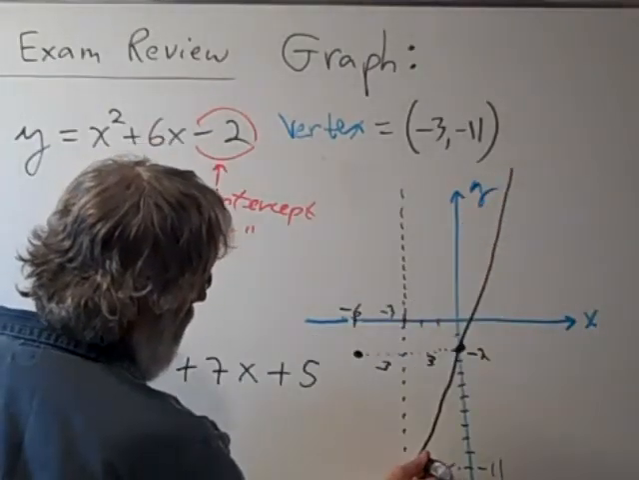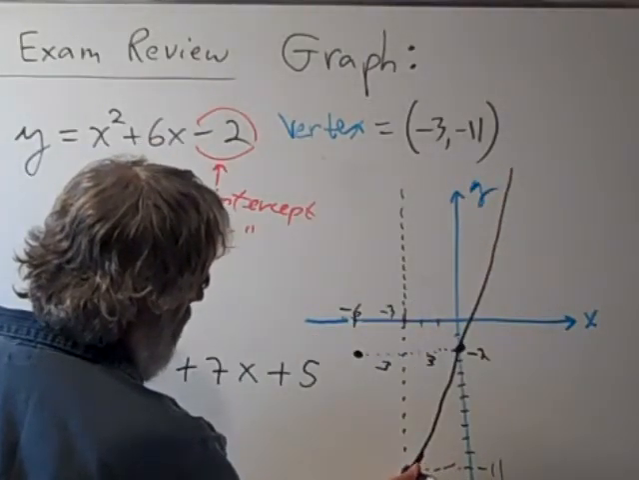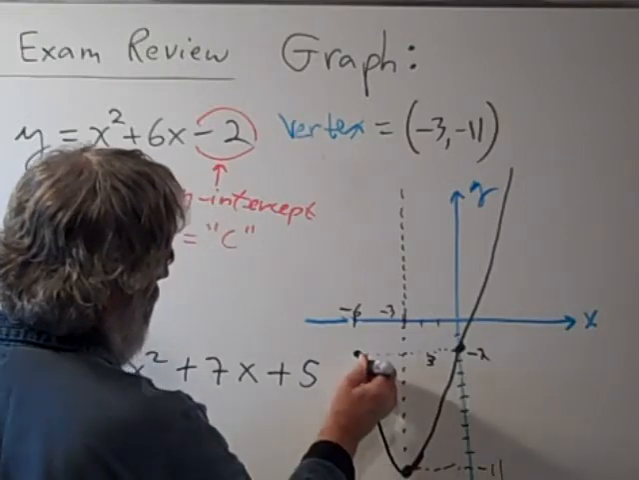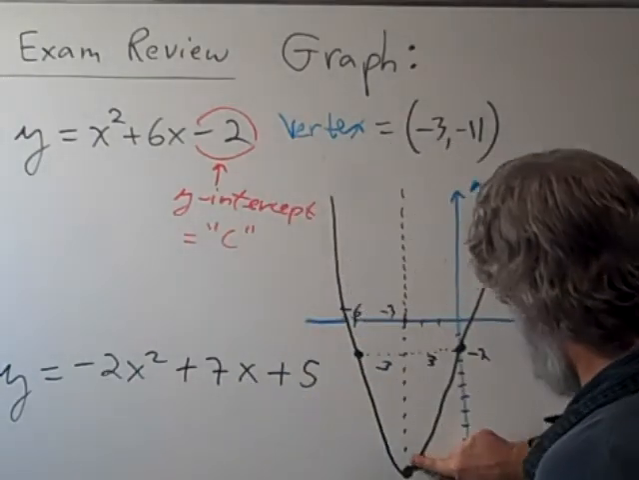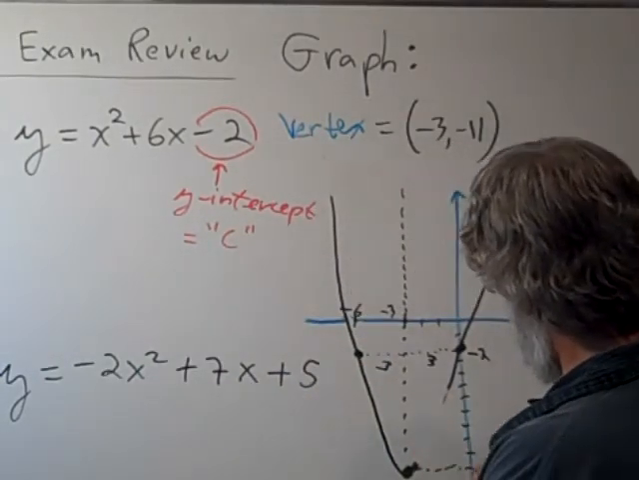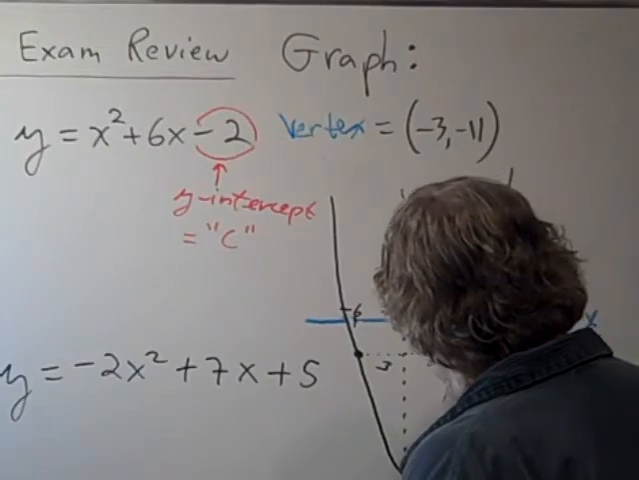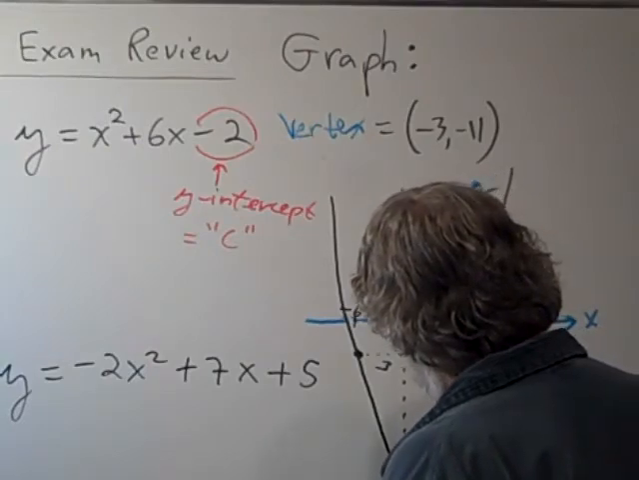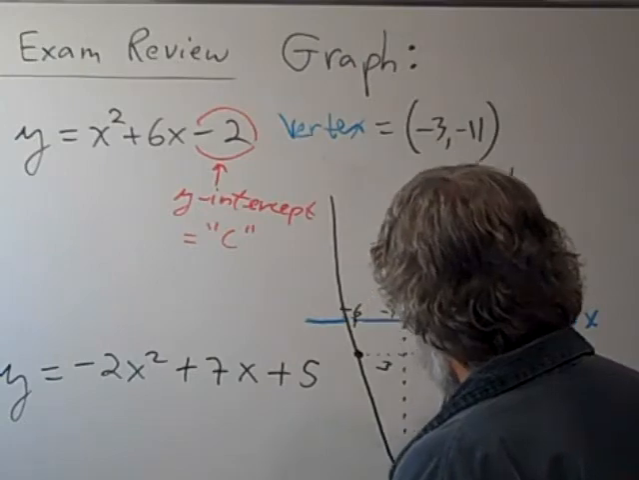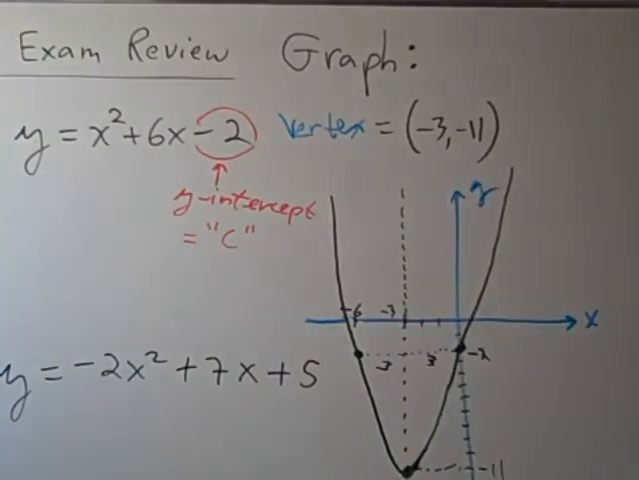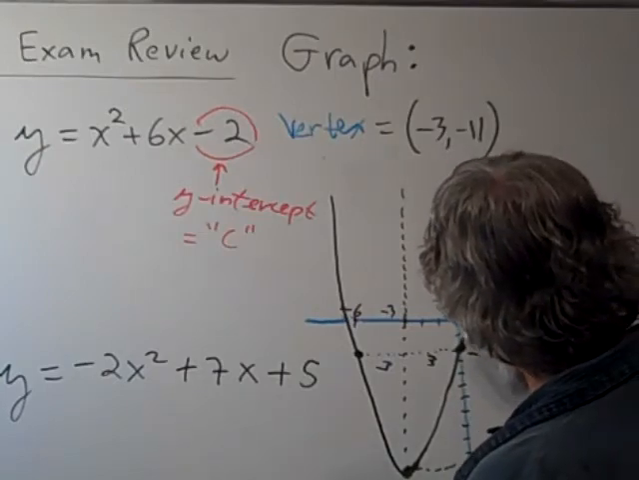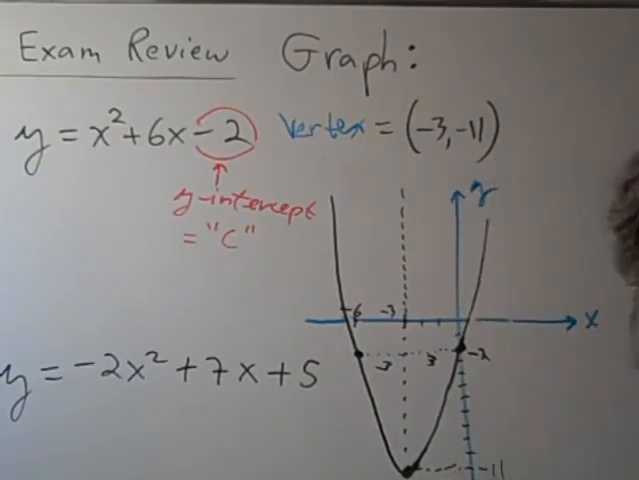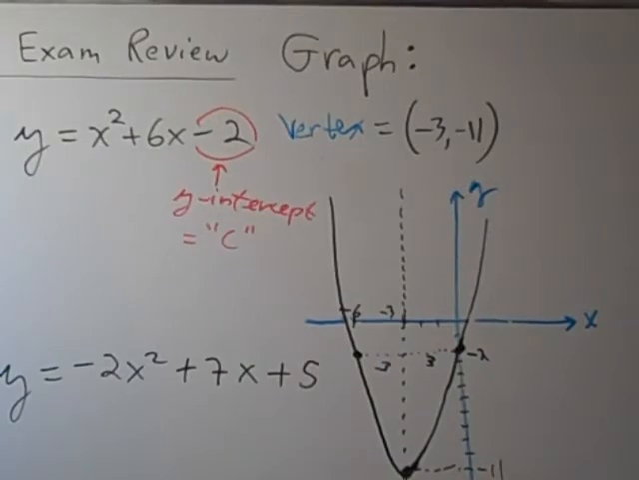It rounds off here a little bit. And there we have, let's see, I can improve this a tiny bit here, but that's a pretty good approximation to the graph of this parabola. One could always improve this by plotting more points, but I wanted to show you how simply you could do this, just plotting the vertex and the y-intercept.